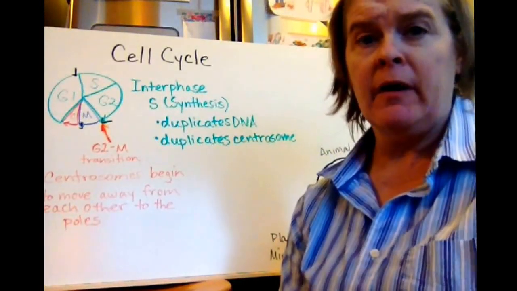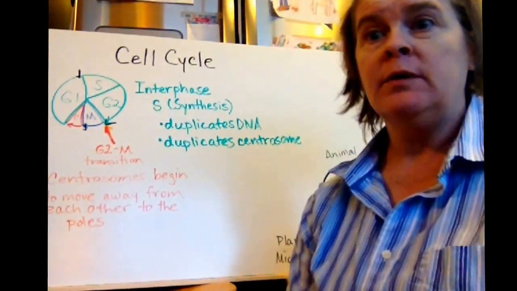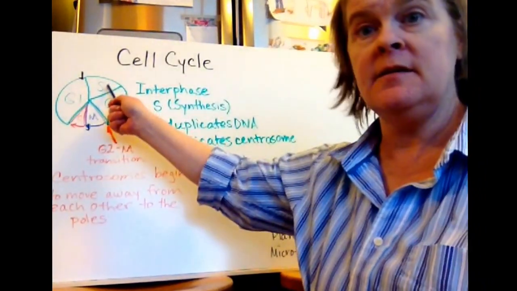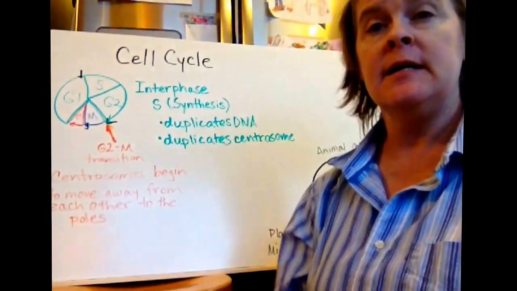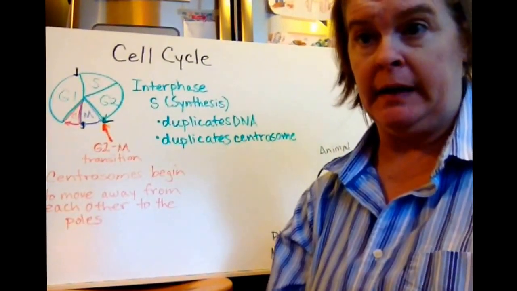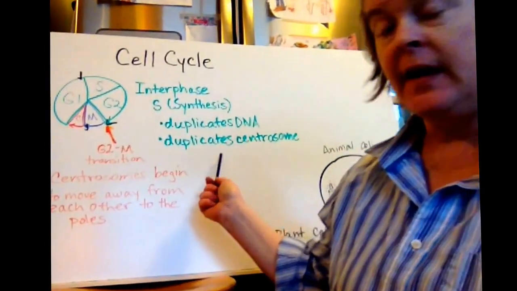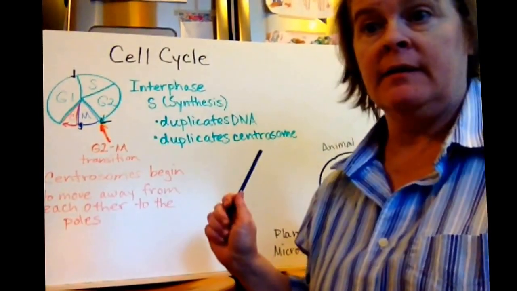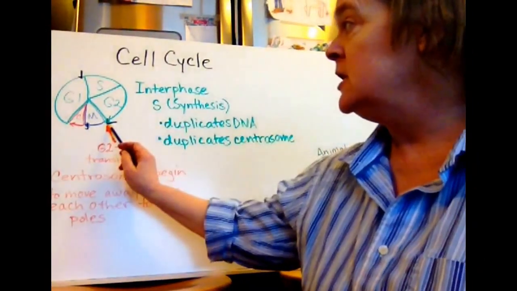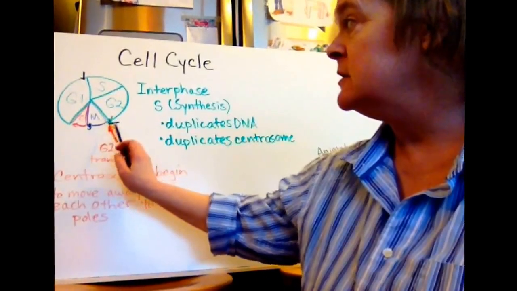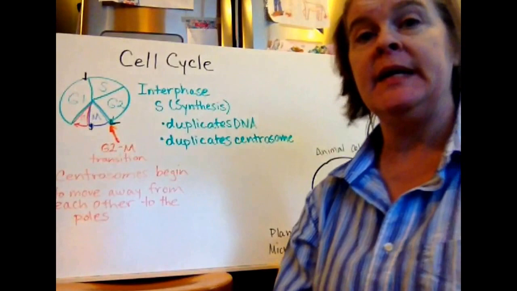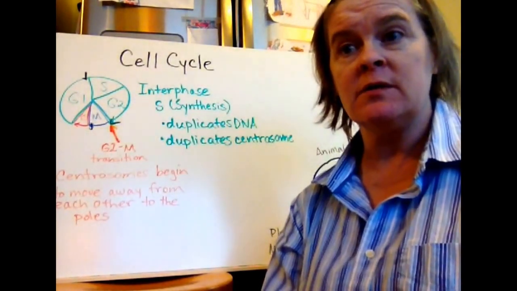We're continuing on with the cell cycle. We've learned about interphase and that in the synthesis portion of interphase, DNA is duplicated. Also during this phase, the centrosomes are duplicated. And at the G2 mitosis, G2M transition, the centrosomes begin to move away from each other towards the poles.